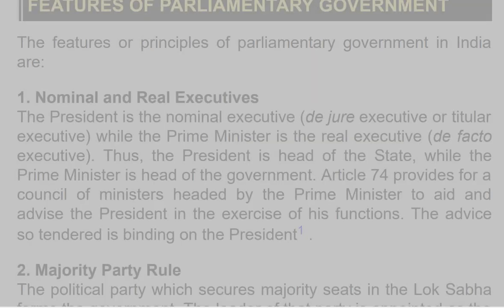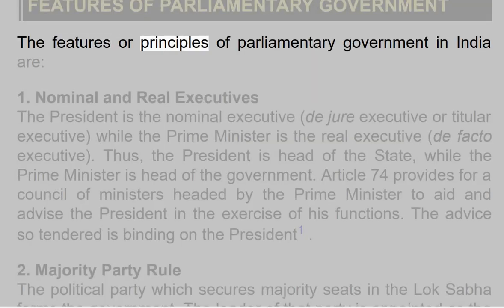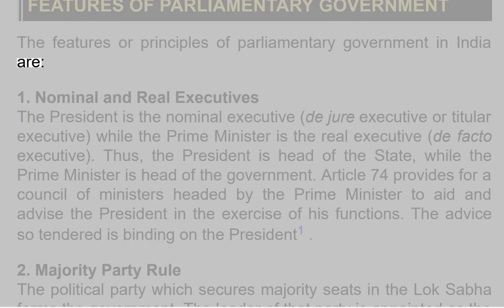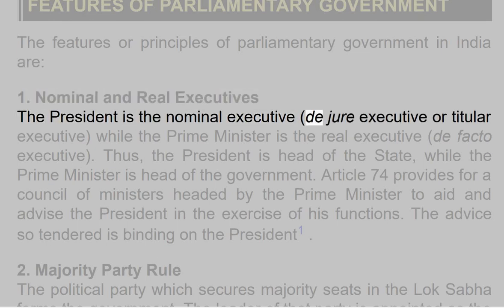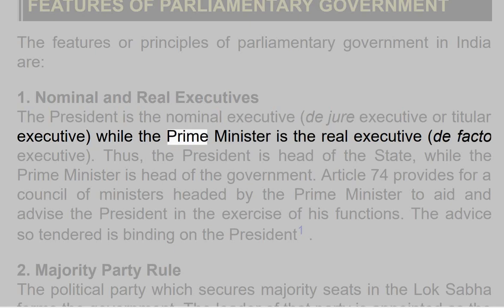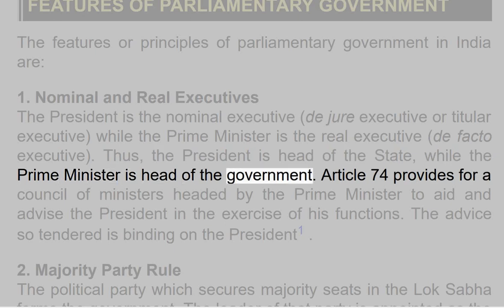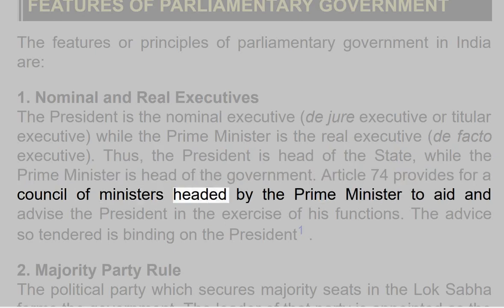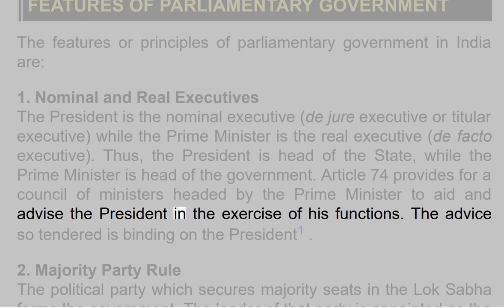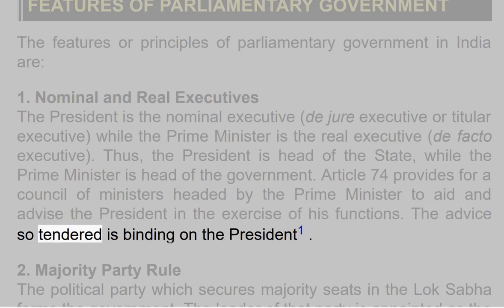Features of parliamentary government. The features or principles of parliamentary government in India are: 1. Nominal and real executives. The President is the nominal executive, de jure executive, or titular executive, while the Prime Minister is the real executive, de facto executive. Thus, the President is head of the state, while the Prime Minister is head of the government. Article 74 provides for a council of ministers headed by the Prime Minister to aid and advise the President in the exercise of his functions. The advice so tendered is binding on the President.